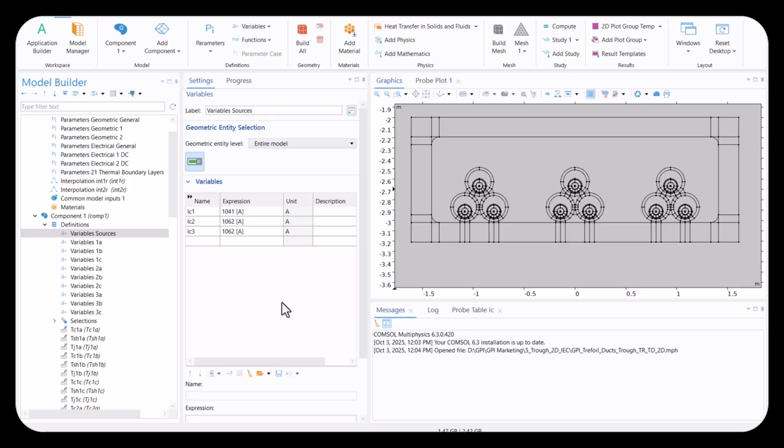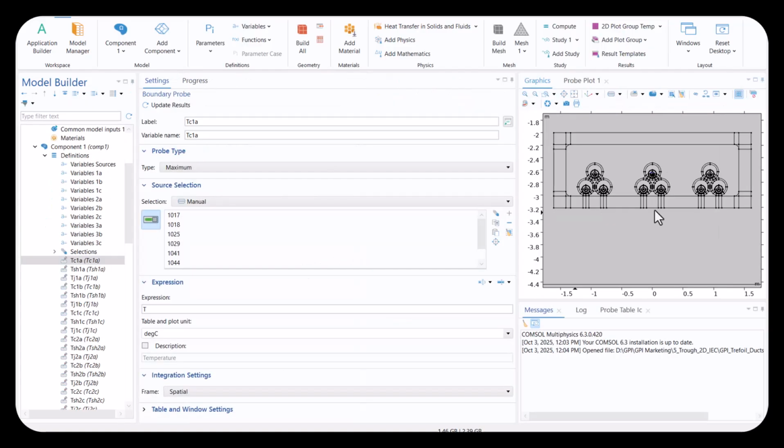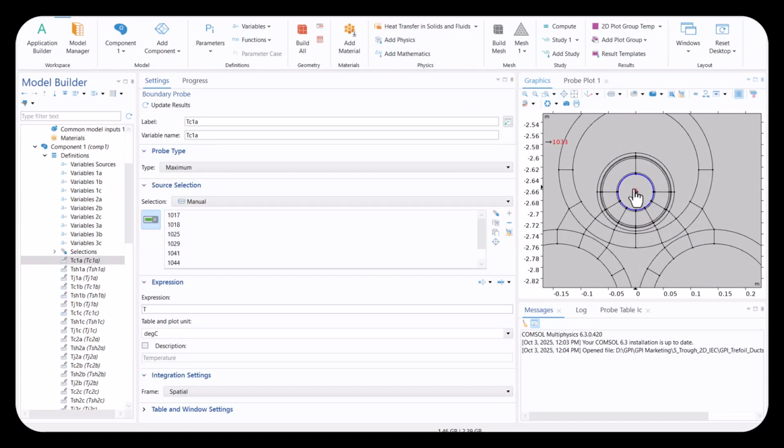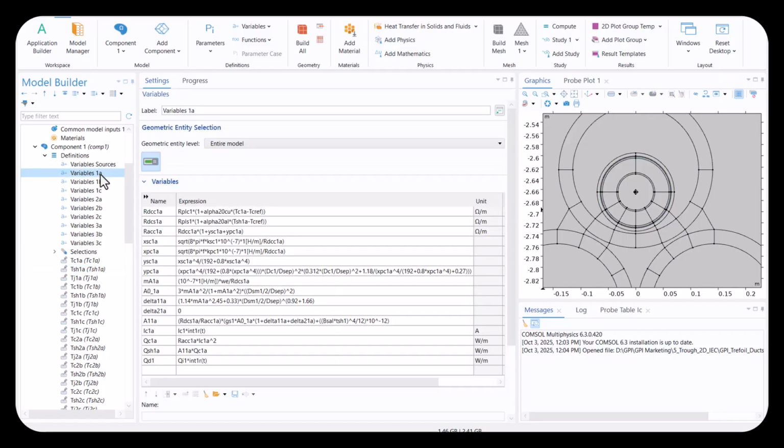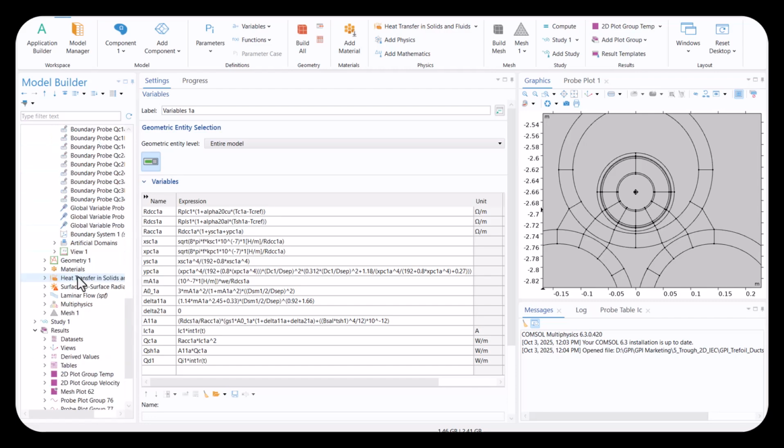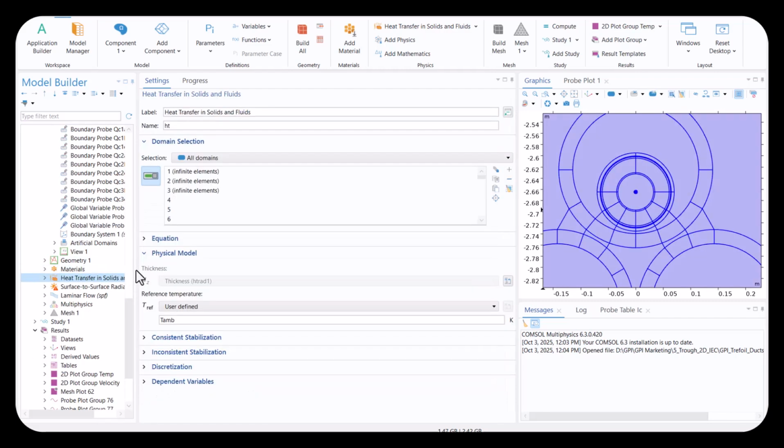The steady-state ampacity value results are shown here: IC1, IC2, IC3 for the center circuit, right side circuit, and left side circuit. Probes were used to measure the maximum conductor temperature on the insulation boundary and measure the maximum sheath temperature. These time-dependent temperature variables were used in temperature-dependent IEC equations to compute the temperature-dependent heat sources, which were used in the heat transfer in solid and fluids physics interface.